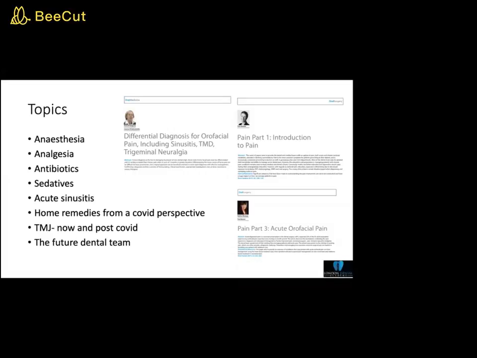So we're going to quickly look at anesthesia, analgesia. Not going to talk about antibiotics too much, but just give some key tips in infective cases at the moment over the phone, triaging and prescriptions. Look a bit at some sedatives, which you can also prescribe yourselves. The reason I put acute sinusitis is just a quick example of something that causes us a lot of problems in terms of diagnosis of pain, home remedies, and TMJ now and post-COVID, because we are going to see a severe rise in patients with TMJ dysfunction. From all the stress they're going through, losing houses, losing jobs, whatever, there are going to be a lot of patients suffering from this. And I just want to talk a little bit of what I see as the future dental team.